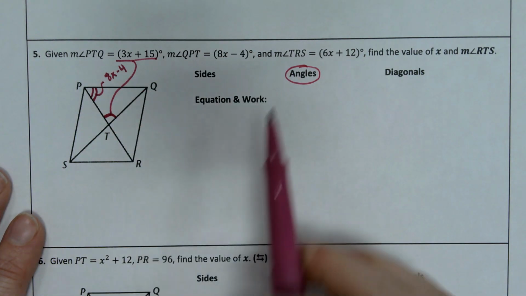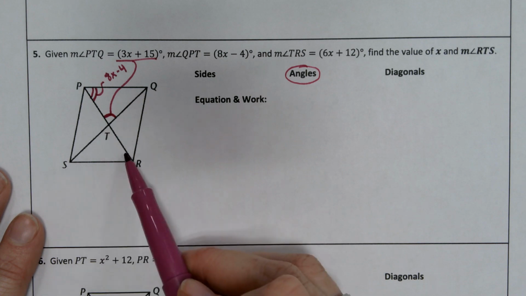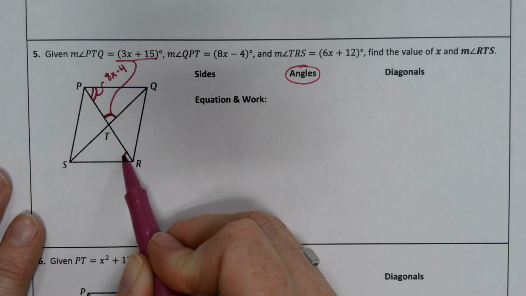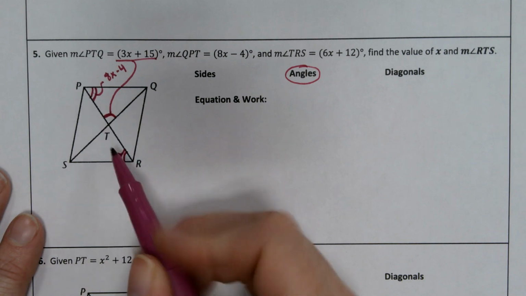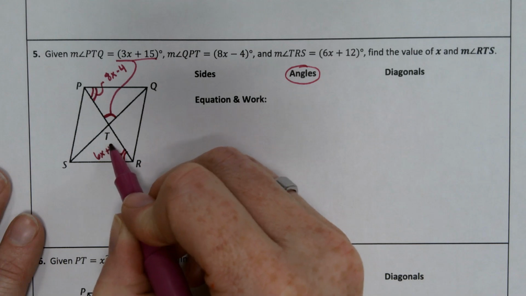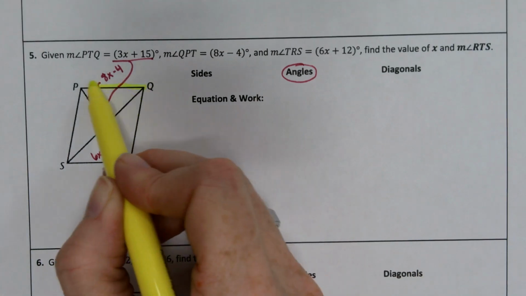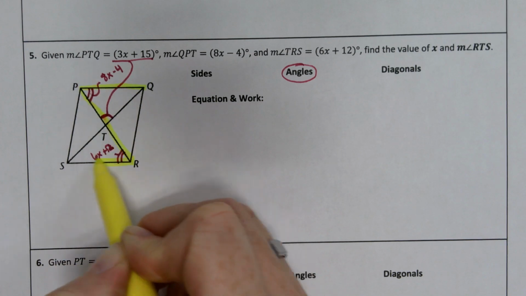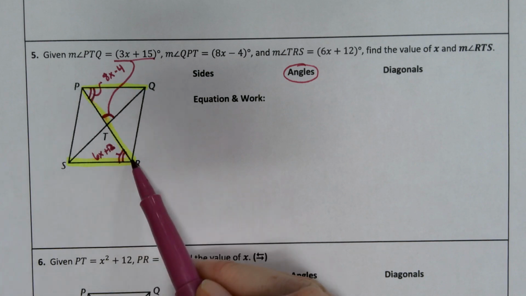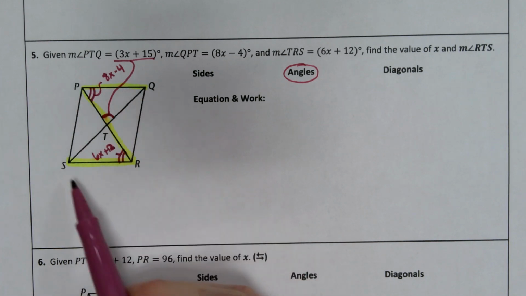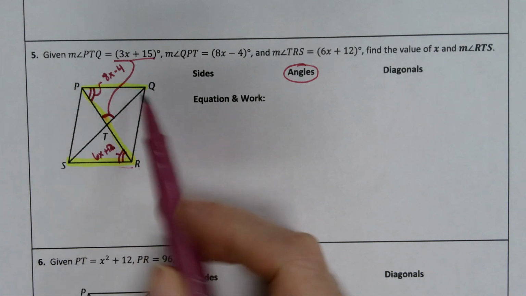And then last but not least, the measure of angle TRS. TRS is down here in this bottom corner, and I'm going to mark that to match this one because I've already noticed something, 6x plus 12. These angles QPT and TRS are connected to each other by a transversal. Remember, this top side and this bottom side are parallel, so those are alternate interiors.